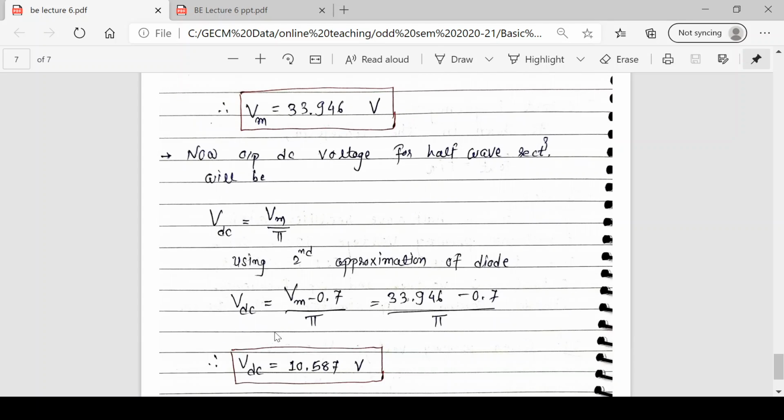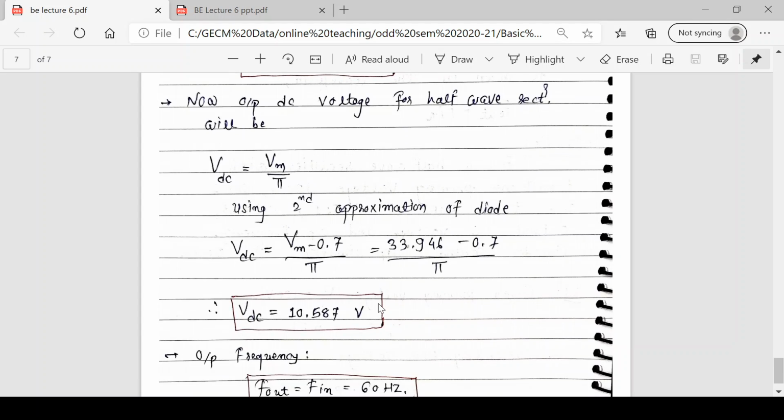So what will be the equation of VDC? Not only Vm upon pi, but Vm minus 0.7 upon pi, because it is second approximation diode. If it would be ideal, then direct equation would be Vm upon pi. But our diode is second approximation diode, so it is Vm minus 0.7. Let's put the value of Vm 33.946 minus 0.7 upon pi. Our answer would be 10.587 volt. So this is average value or DC value of half wave rectified output.